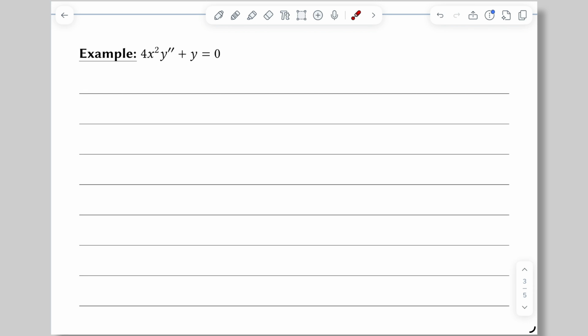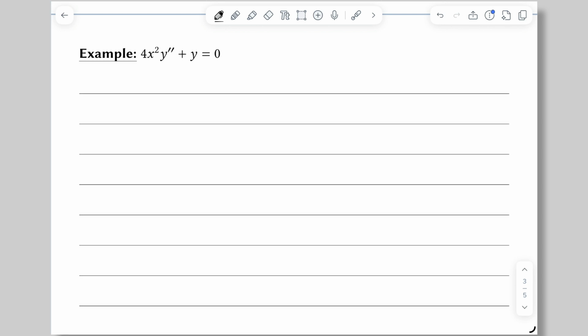I'm going to turn you loose on this one. We have 4x squared y double prime plus y is equal to 0. And because we have this term that contains x squared and y double prime, the exponent on x matches the order of derivative on y, and there is no x on the y term. This is a Cauchy-Euler equation.